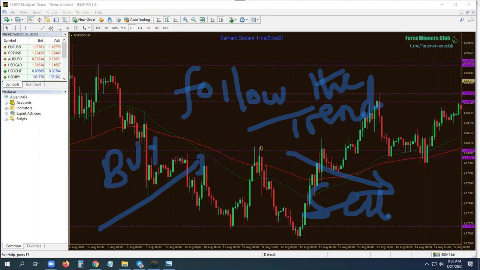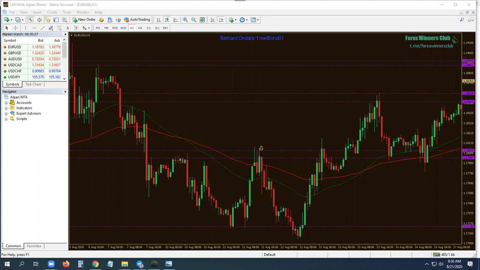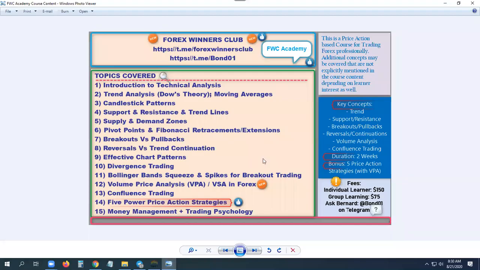I hope you're following. Is the understanding between these concepts now clear? Is it clear for you? The breakout compared to a pullback, a reversal compared to a trend continuation. Great.